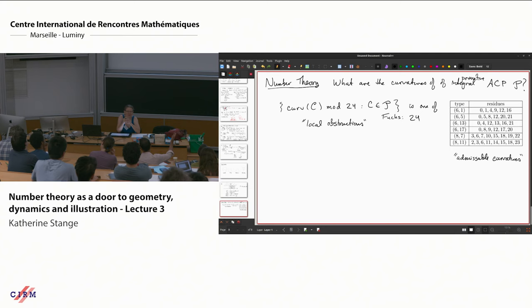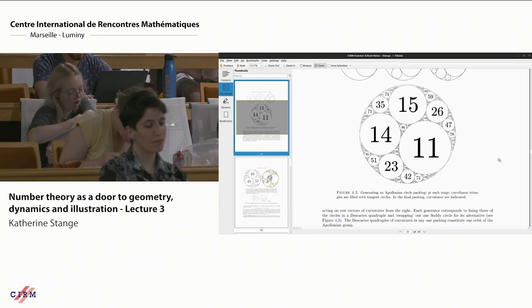So does that mean every number appears? Well, that's the question, right? Is there a local to global principle, is what a number theorist would say. If you know all the local obstructions, is that enough to know what all of the curvatures are? For example, let's go back to a picture of a packing. Is it true that everything in one of those residue classes is appearing?